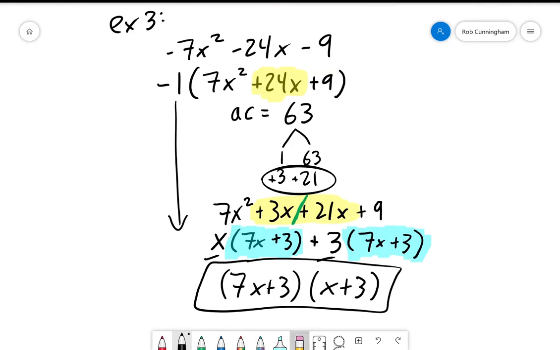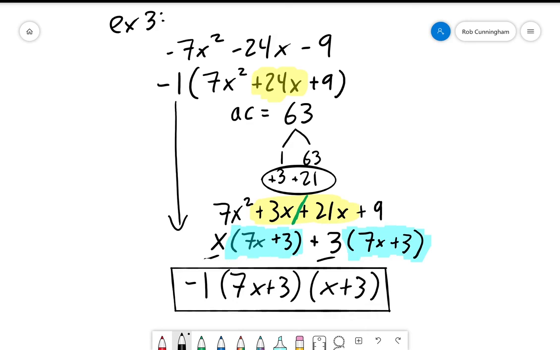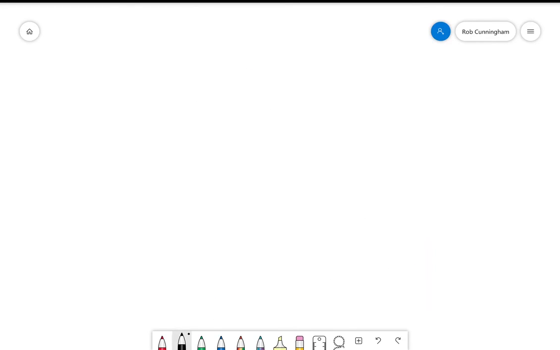Whoops, let's not forget that negative 1. This is a very important mistake that I very nearly made there. Don't forget, when you factor something out at the beginning, you might be ignoring it for a little while, but it doesn't go away. So that negative 1 still needs to be here. So don't forget that. And that's example 3. Let's move on.